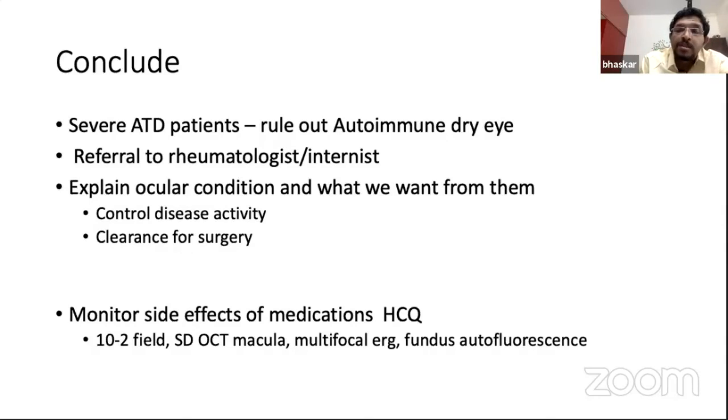And you would want the clearance for surgery only when the disease activity is low. And we would need to monitor the side effects of some of the medications that they use. In terms of HCQ, you would probably want to do an HVF 10-2, SD-OCT, multifocal ERG or fundus autofluorescence, and inform the rheumatologist in case there are macular changes which come in, because they would need to switch the medications.